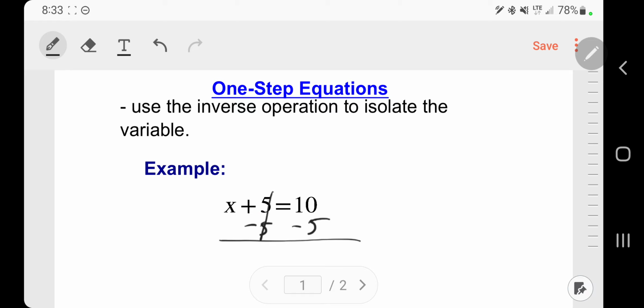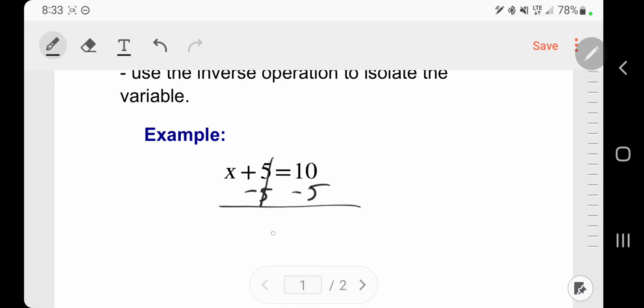So I'll subtract 5 on one side, a positive 5 and a negative 5 or a minus 5 cancels out, and then I'll go ahead and subtract 10 minus 5 on my right side, and I end up here with x equals 5.